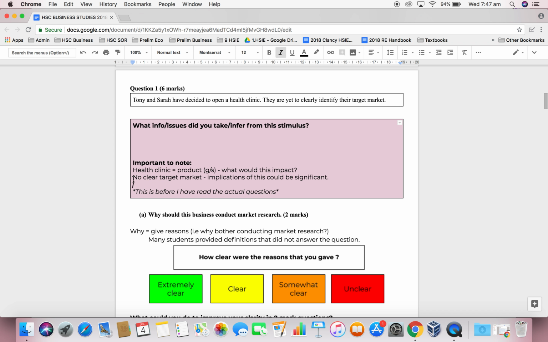The second most important part in the stimulus was this idea that they didn't have a clear target market. And I thought, what is the implication of this?